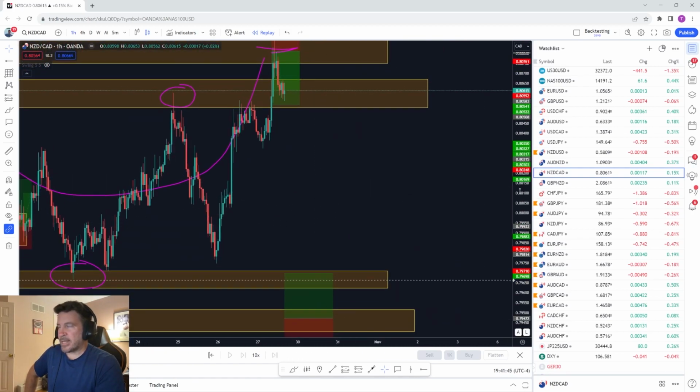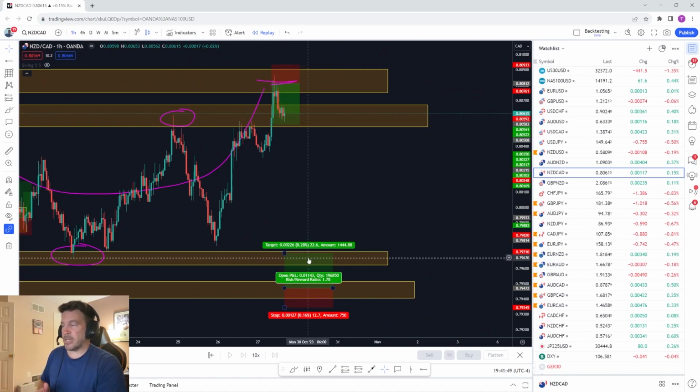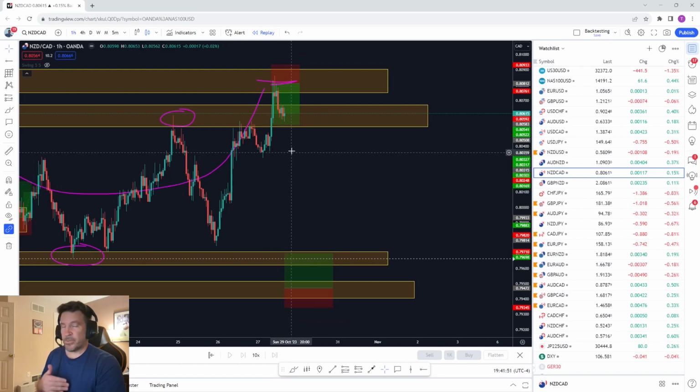And guys, this is the 1 hour. Price can very easily get down to these areas very quickly. So don't think because these zones are far away that price just won't get there. Again, I'm on the hourly. This can happen in a matter of a couple of hours in some cases, or even just over the course of a day.